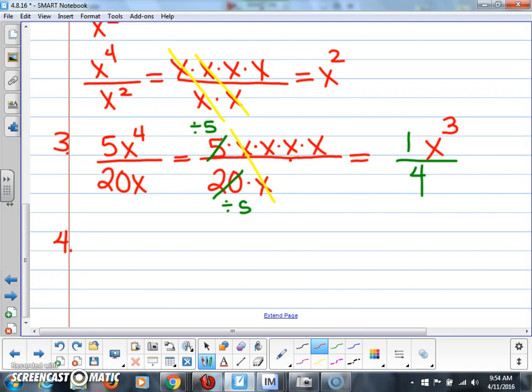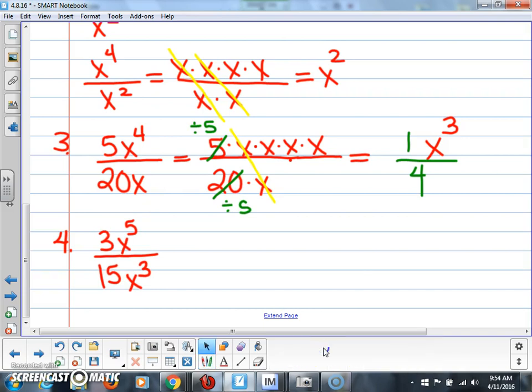Let's go to the next one. 3x to the power of 5 divided by 15x to the power of 3. Don't tell me, tell your partner, work it out with them. If you're watching the video, go ahead and pause this and think about it.